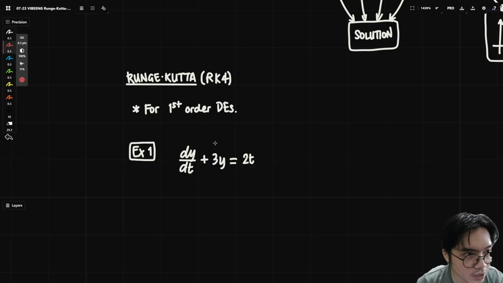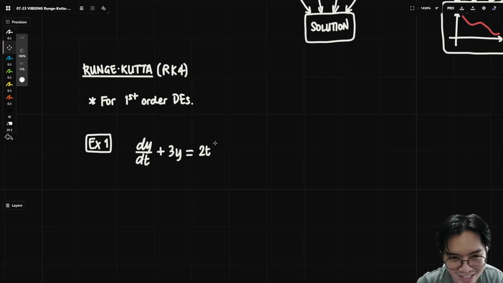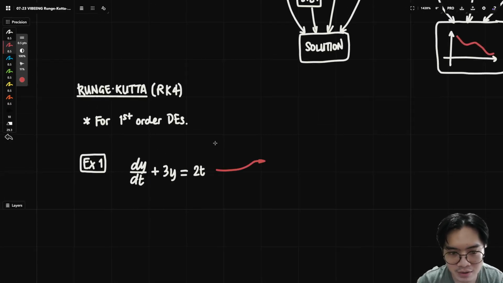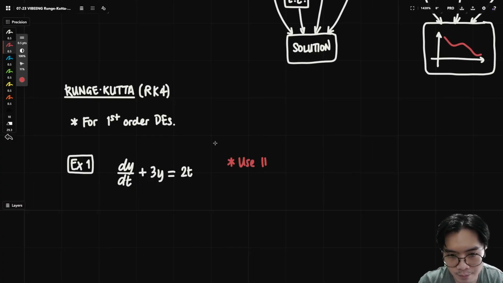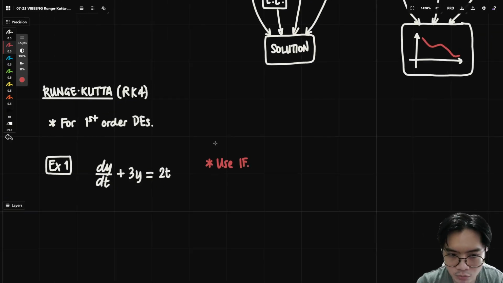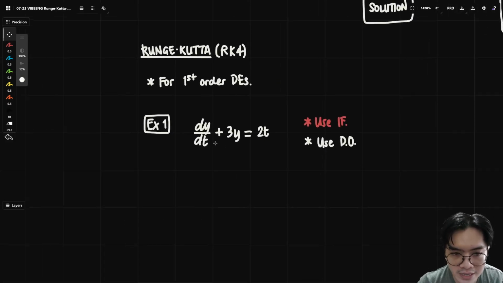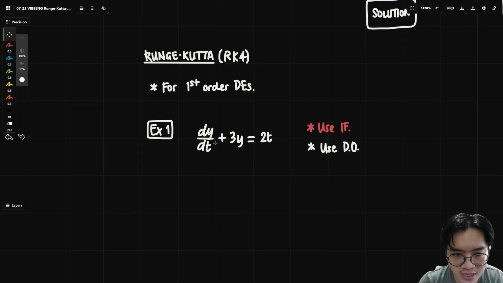So if naalala nyo yun, employ an integrating factor. Right? Pwede yung integrating factor here. And then, what else? Pwede pa tayo. Ang gagawin na lang natin right now is we will try to use our differential operator. The thing about the differential operator in here is that this is just the same thing as y dot, right? Plus 3y is equal to 2t.